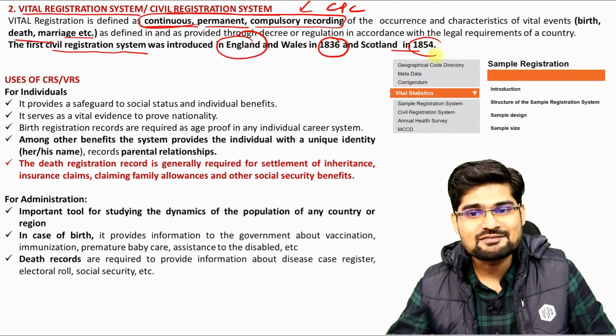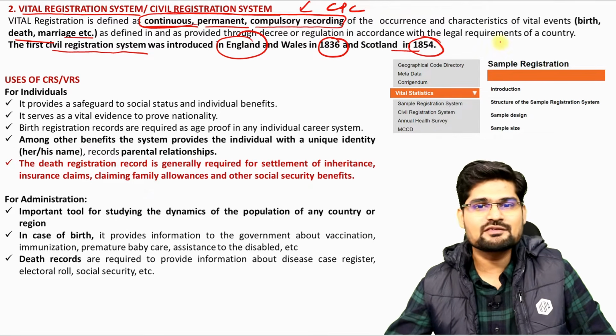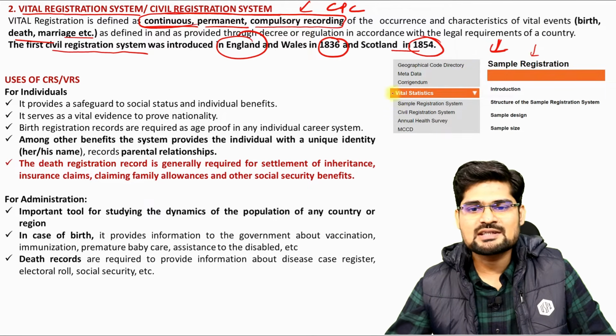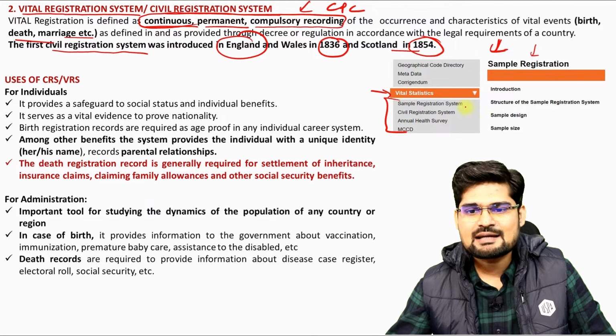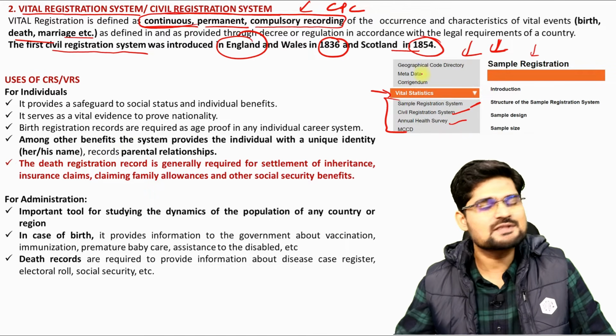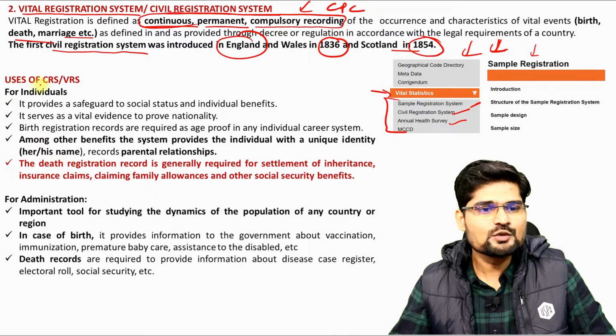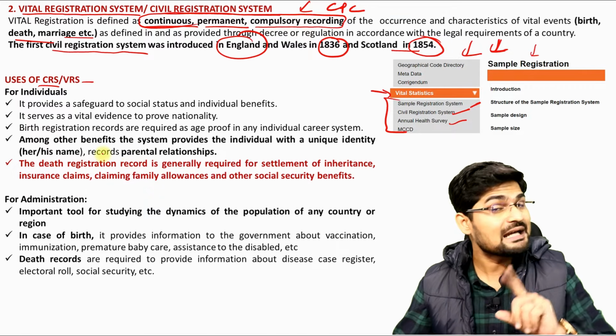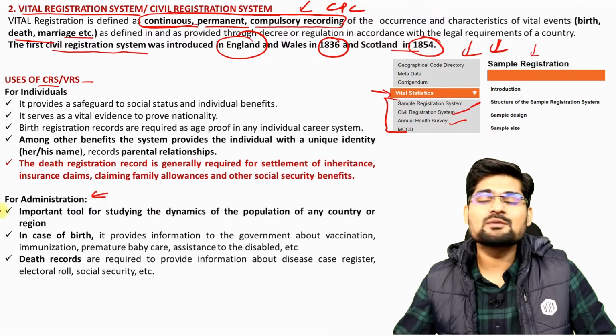and Scotland in 1854. Now if you go to the Government of India website, in Census of India, you will find sample registration and vital statistics like this. Sample registration system, civil registration system, annual health survey. You can go to the website and look into this particular. So uses of this CRS or VRS is what? There are two kinds of uses. One is for individual and one is only for administration purpose.